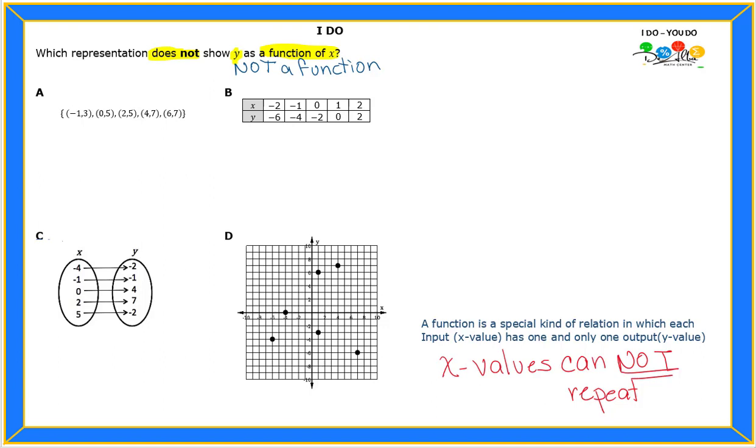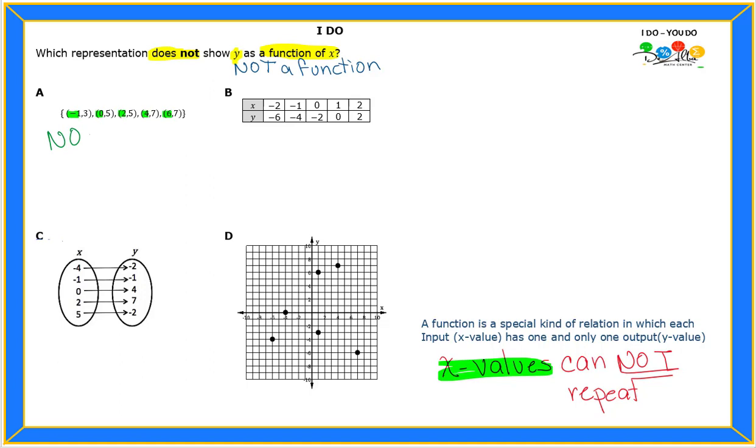Okay, so that means that when I look at my answer choices, I'm going to focus on the x values only. Okay, only the x values. So let's look at letter A, for example. And I want you to look at the x values here. What do you notice about the x values? Are my x values repeating? Do you see any x value repeating? No, right? I see -1, 0, 2, 4, and 6. So that means no x value repeats.